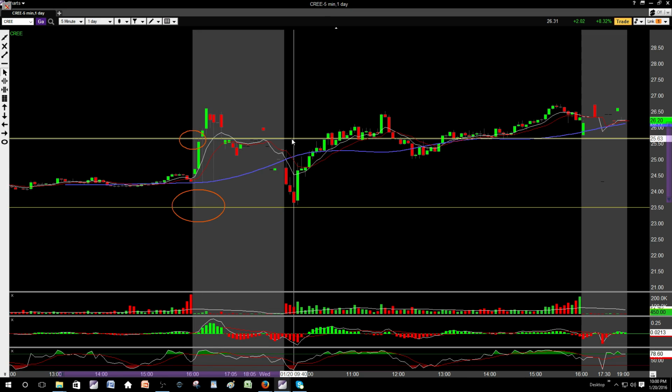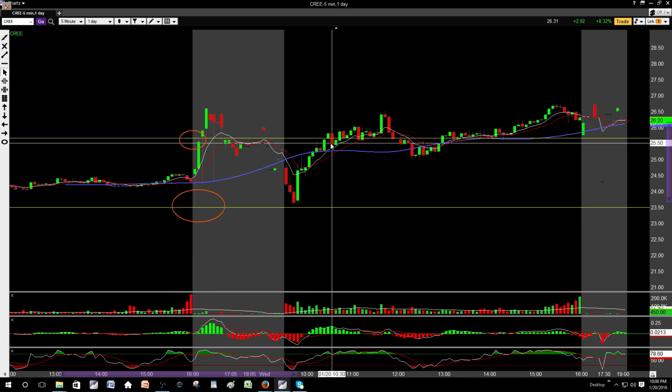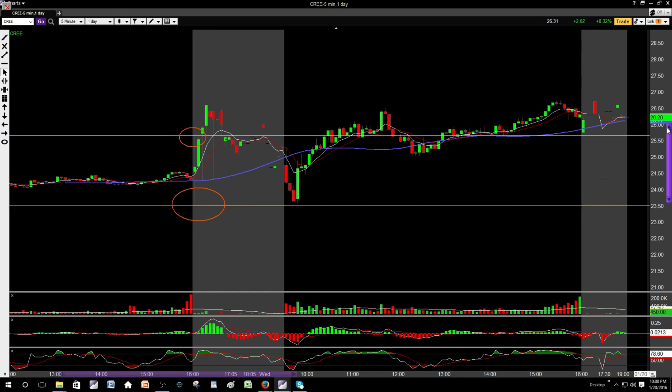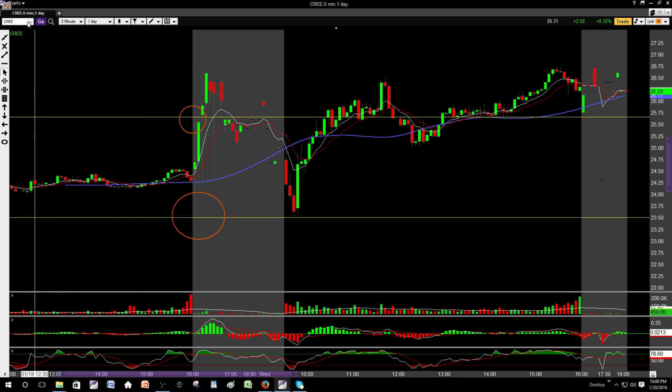Either it was going to pop up to this area and then short it, or it was going to come down to this area and then go long. So this one was a really good one, and I really gotta just look at these a little bit more because things are just too easy.